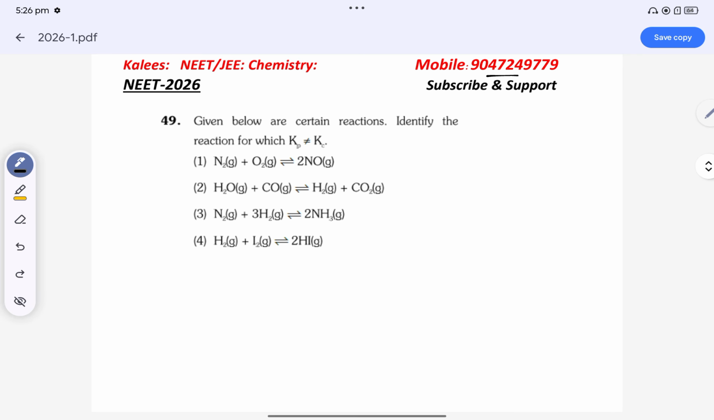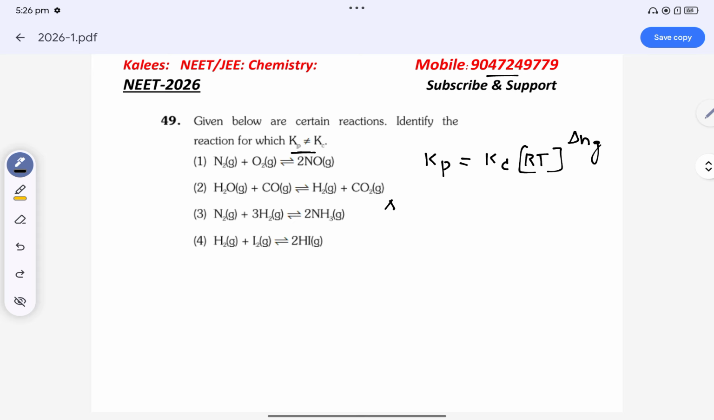Second question: given below are certain reactions, identify the reaction where Kp is not equal to Kc. What is the relationship between Kp and Kc? Kp is equal to Kc RT to the power del Ng.